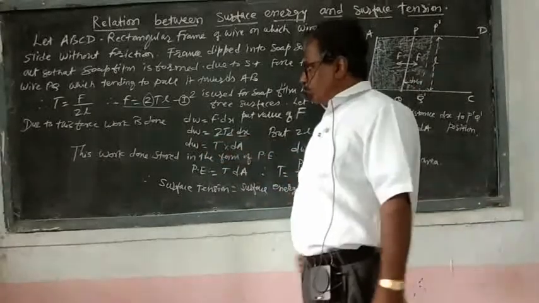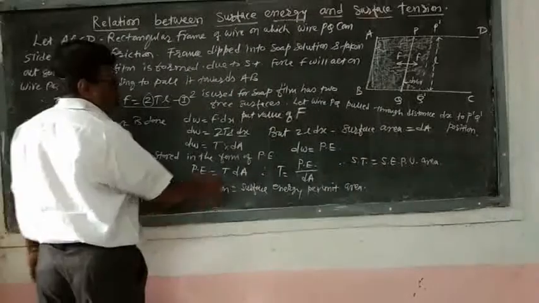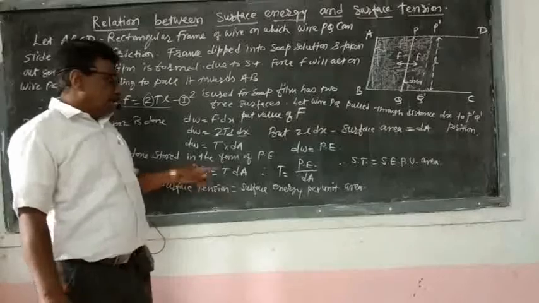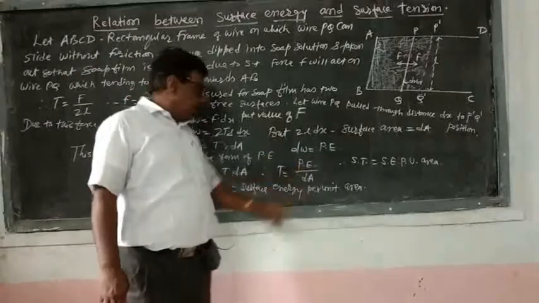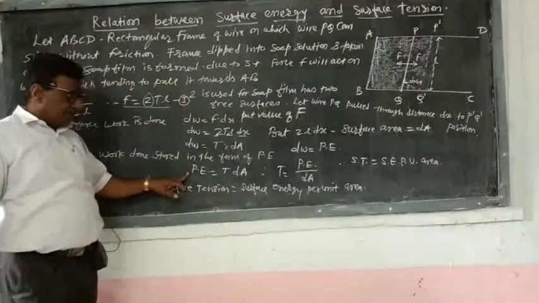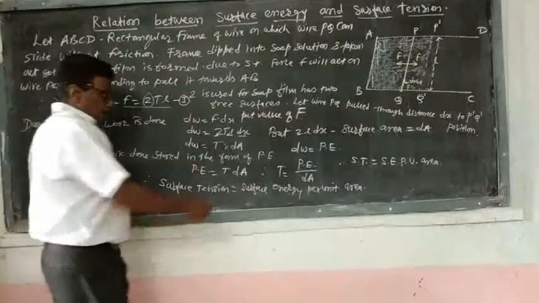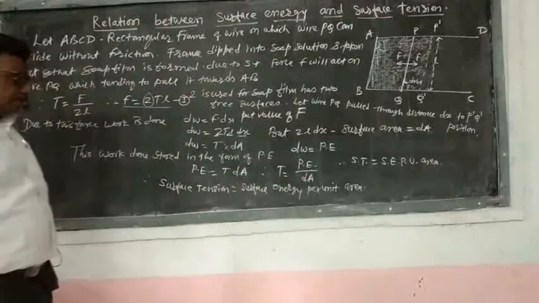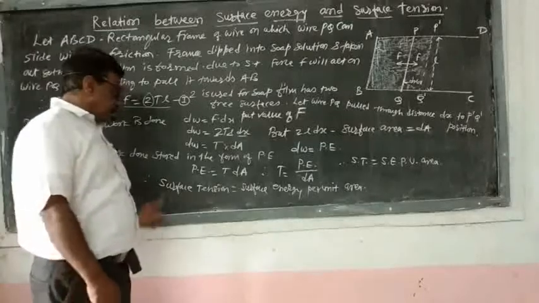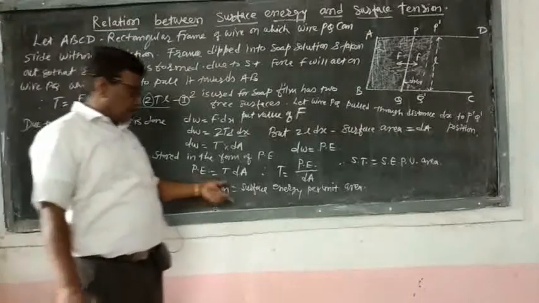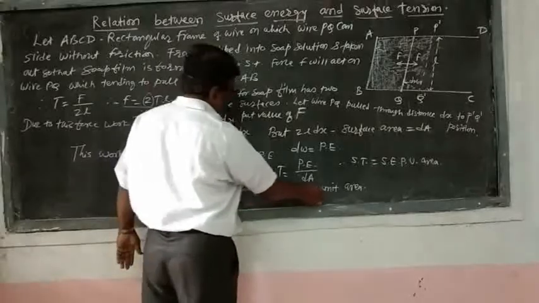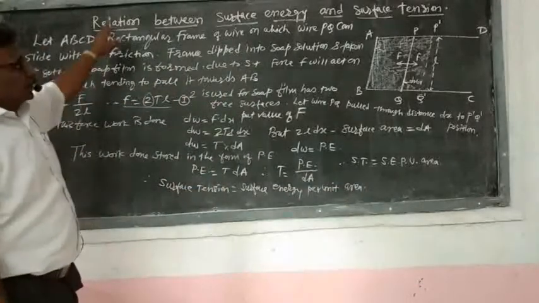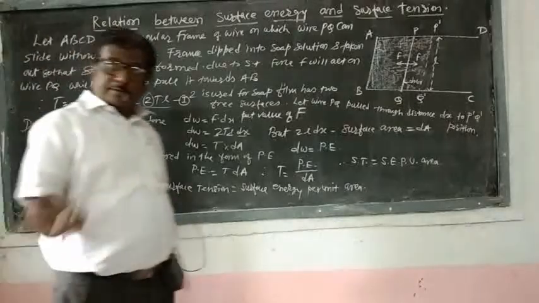This work done is stored in the form of potential energy. So dW is equal to potential energy, and substituting, potential energy equals T into dA. So we get T equals potential energy upon dA. That means the surface tension on the left hand side is equal to surface energy per unit area. So that is the relation between surface energy and surface tension.